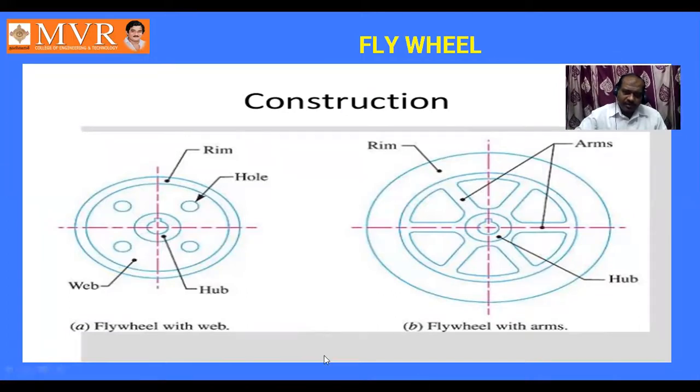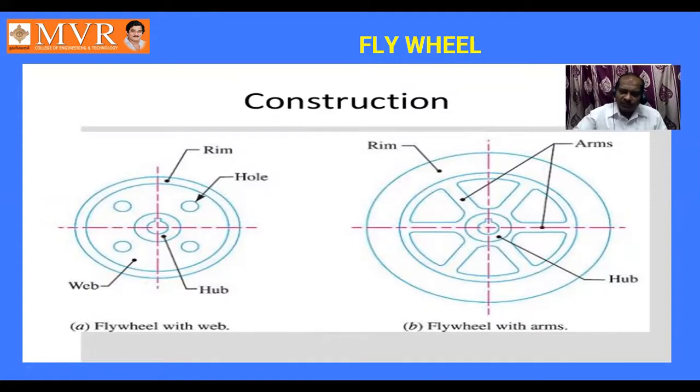Some other flywheels are there, flywheel with arms. If you observe this one, this is the hub, and this is the rim, and these are going to be the arms. Instead of arms, we can have a web here, and holes are present. These are not exactly holes, we can say it is a trapezoidal cross section area where material is removed here. This is also a web. So the construction of the flywheel looks like this.